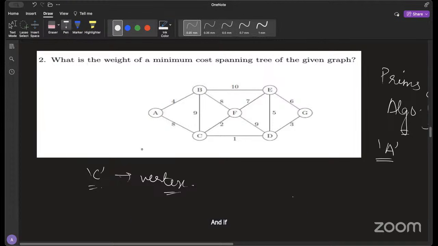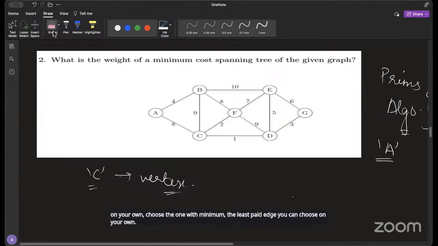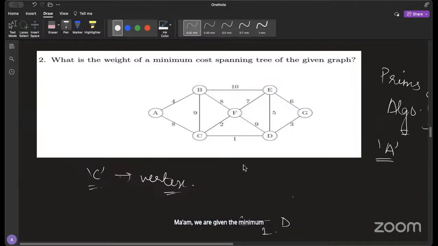And if you want to perform Prim's algorithm, but it's not given in the question, then just choose this CD one, because this is the least weight, right? So just on your own, choose the least weight edge. So I've chosen this one, CD 1, the minimum edge CD.